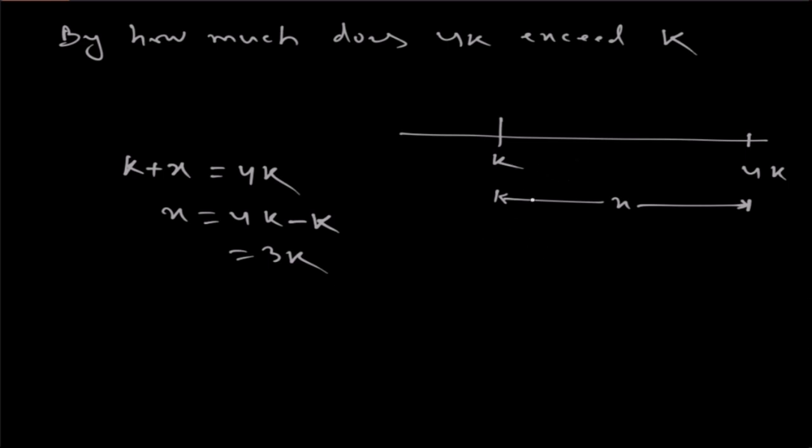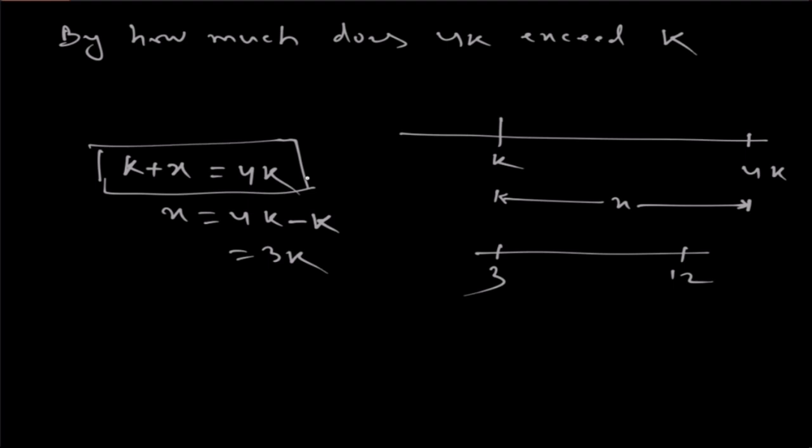Suppose I ask a numerical value. By how much does 12 exceed 3? What did you do? 12 minus 3, that is equal to 9. Similarly here, 4k minus k is the value x. Algebraically writing, this is the process. Okay. So let us take still another problem.